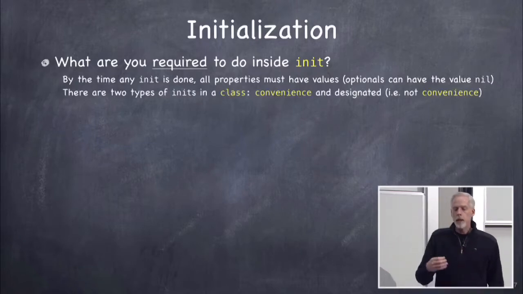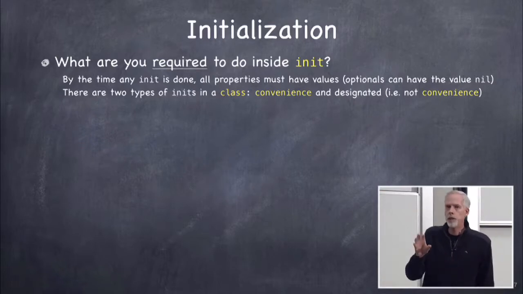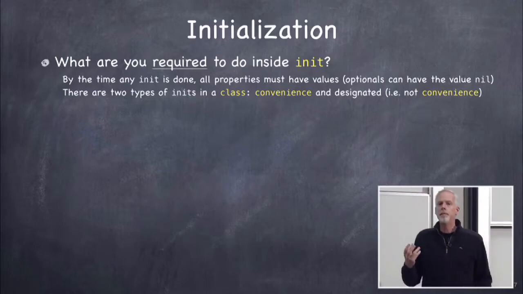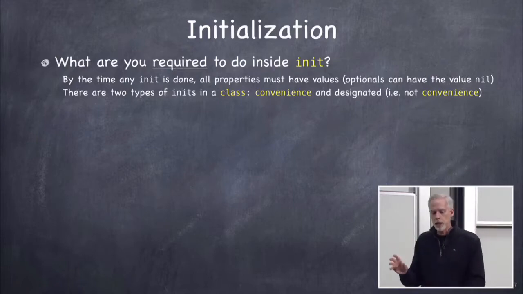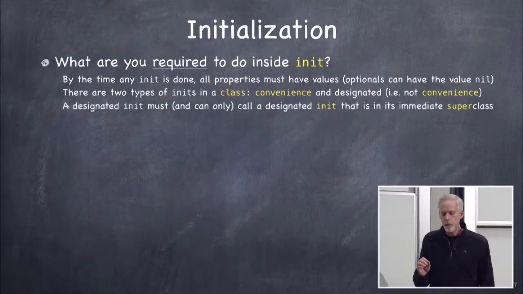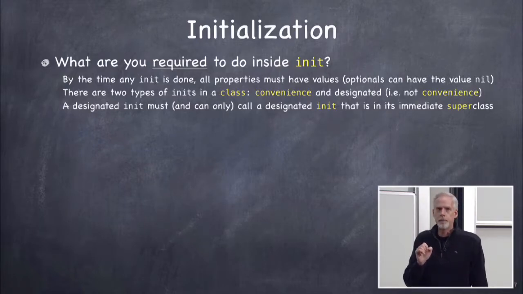We know that. There are two types of initializers. A convenience initializer, which is only for classes, and what's called a designated initializer. Designated is the default. There's no keyword. If it's not marked convenience, then it's a designated. Now here's where the rules come in. A designated initializer, non-convenience, must and can only call a designated initializer that is in its immediate superclass. This is very important. It has to call a superclass init, and it has to be a designated initializer.